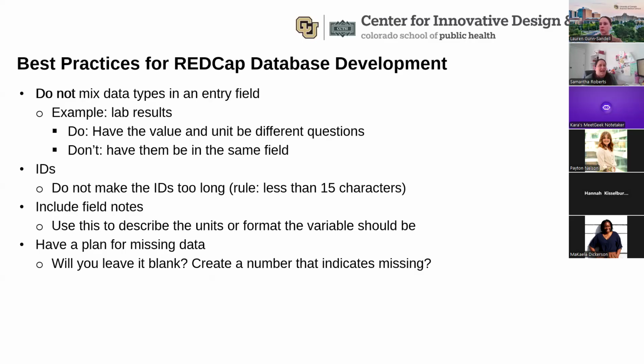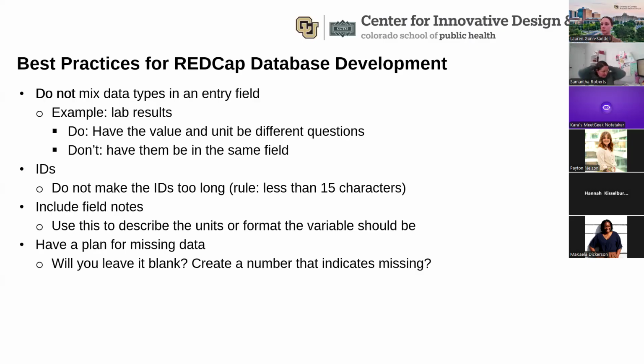Do not mix data types in an entry field. Meaning I don't put the unit and the number in the same field. Either tell somebody what unit they need to put. This is very relevant when you're talking about lab data. Either decide beforehand that you want your lab data to be in milligrams per deciliter or in kilograms or in pounds or inches or feet or whatever unit. Either specifically state that or give two separate questions: here's the value and then here's the units.